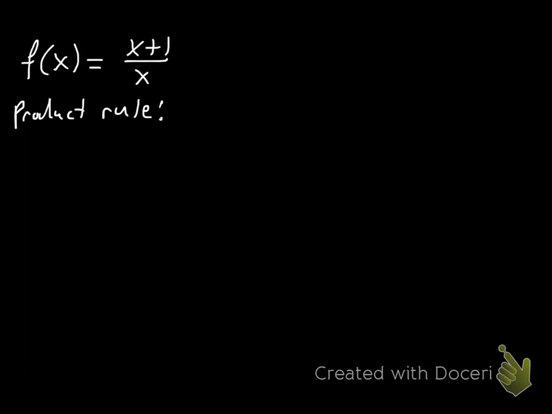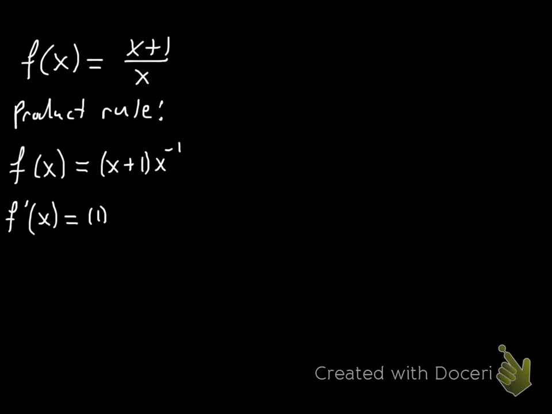So in order to use the product rule, I need to change this x plus 1 all over x into something that is in the form to use product rule, as a product of functions. So x plus 1 times x to the negative 1. So now that's something that we can use the product rule on because it's a product of two functions. So we're going to take the derivative of the first. The derivative of the first is just 1. Derivative of x plus 1 is just 1.